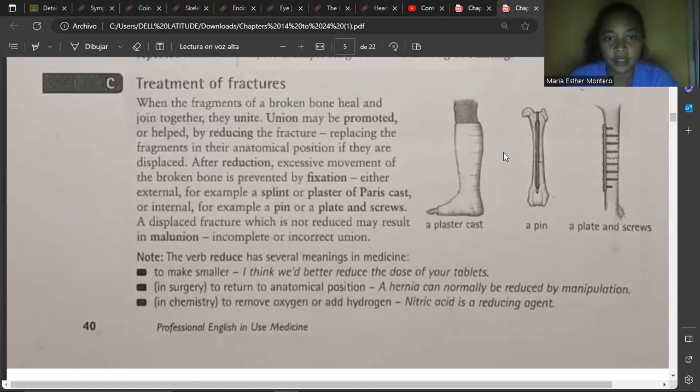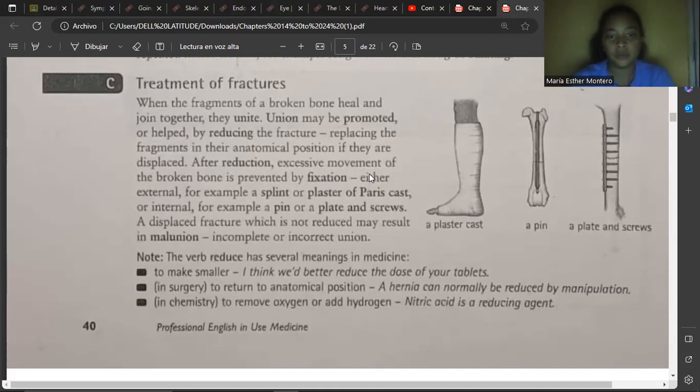After reduction, excessive movement of the broken bone is prevented by fixation. Either external, for example, a splint or plaster of Paris cast, or internal, for example, a pin or a plate and screws. A displaced fracture which is not reduced may result in malunion, incomplete or incorrect union.